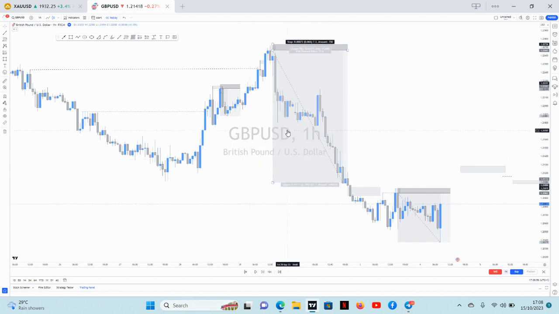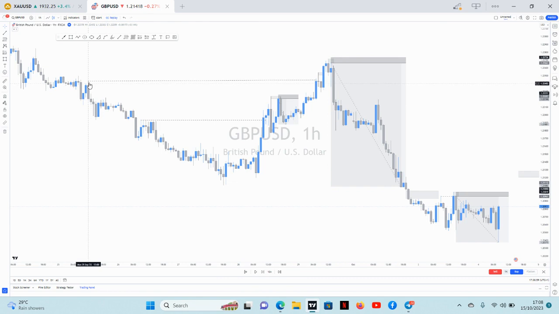So what happened here first was that this was the high I was looking at. And why? Because this was a fair value gap right here. And price filled this fair value gap, even though it filled it completely. Sorry, it filled it completely, yes, but it didn't get past the high of the first candle of that fair value gap. So I knew that this was an obvious liquidity for me.